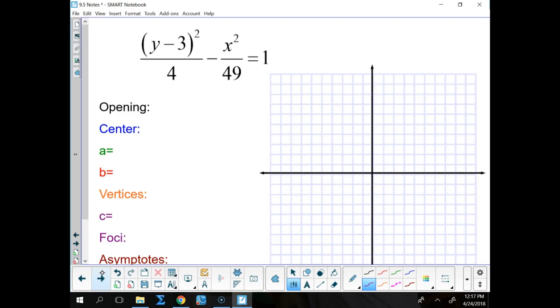So, which way does this one open? Up and down. Why up and down? Where be the center? What you got? Do we agree with 0, 3? Nobody wants to go with 3, 0? We could, but we'd be wrong, right? Okay.